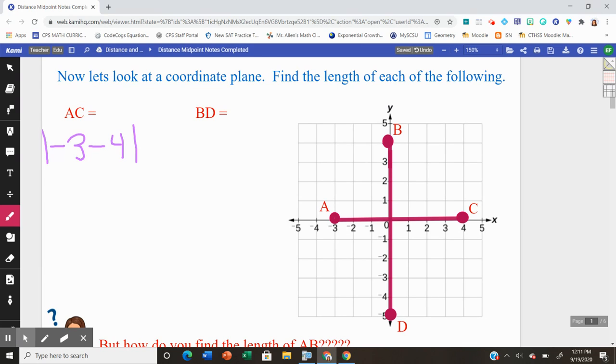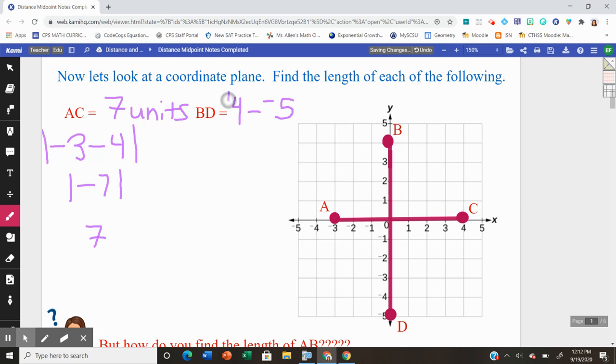So -3 minus 4 is -7. The absolute value of -7 is 7. So we can say the length of segment AC is 7 units. Let's do the same concept for BD. It doesn't matter which one you start with. So let's say I start with B this time, that's a coordinate of 4. D is down at -5, so I'm going to subtract -5.